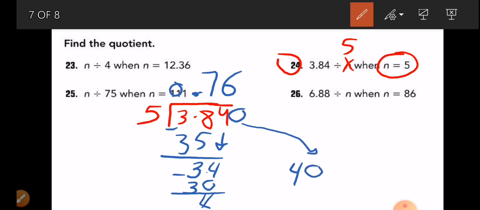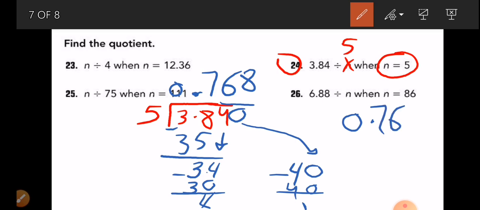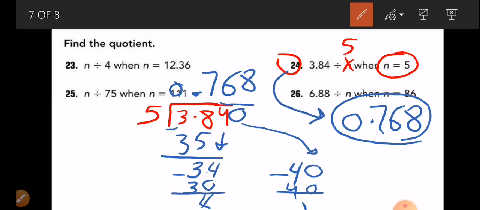40 divided by 5 will give me 8. 8 times 5 is 40, subtract them 0. So the answer is 0.768. This is the answer of 24.